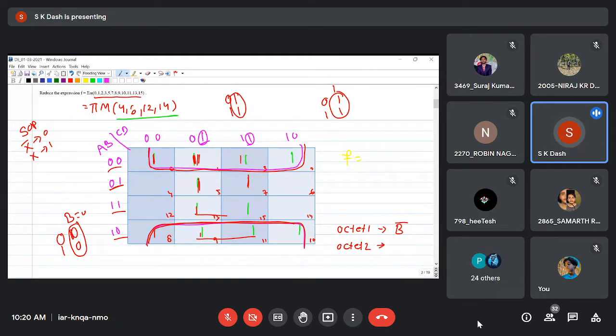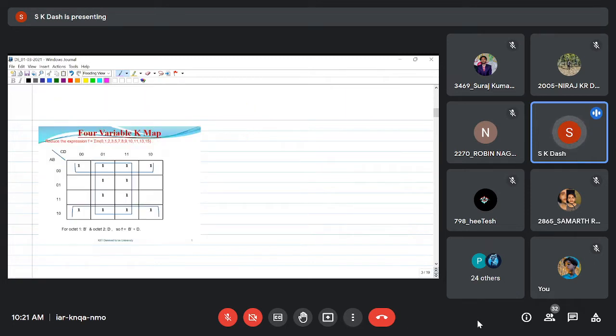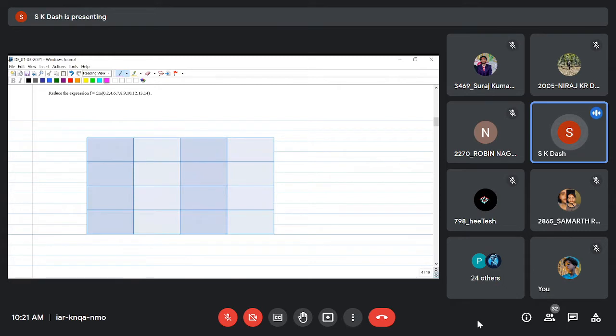So for this octet, D equal to 1, we are writing for SOP. So octet 2 will be D. Combination 1 we got B bar, combination 2 we got D. This is SOP, so each expression needs to be added. So what will be the output? Output will be B bar plus D. The same thing is mentioned here. In this way we can solve different questions.